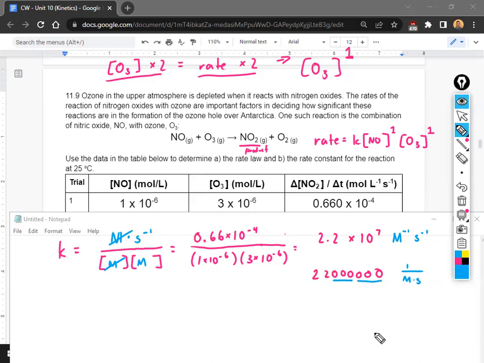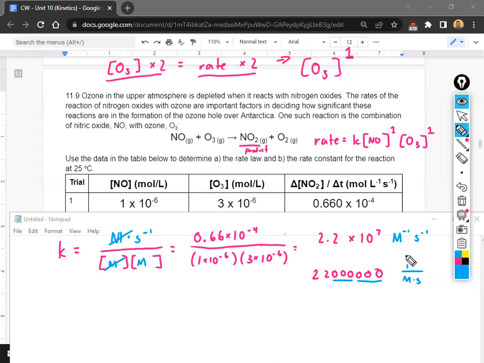Alrighty, any questions? Easy peasy? Not really. A bit. It's weird. It's very abstract, yeah. You've got to be very comfortable with your algebra. And then now you've got to use information from a table to do that as well.